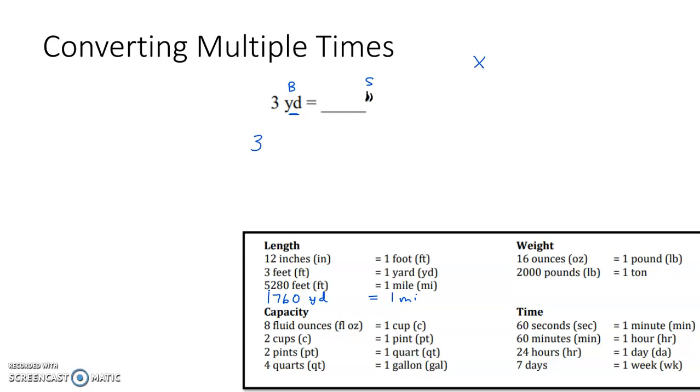So we're going to take 3 times, but when we look at our conversion chart, when we're going from yard to inches, we see that we can go yard to feet and yard to miles, but not directly to inches. So we have to convert twice. So first, we're going to convert yard to feet by multiplying by 3, and then from feet to inches by multiplying by 12. And 3 times 3 times 12 is equal to 108. So we will get 108 inches from 3 yards.